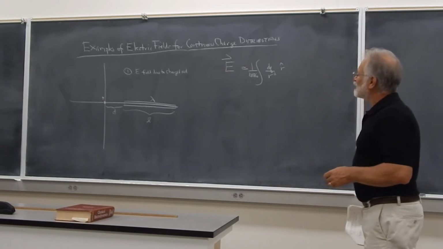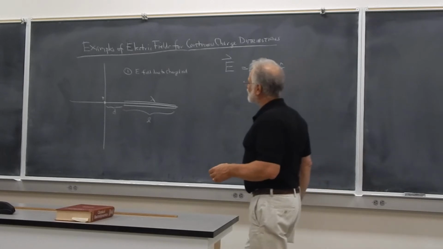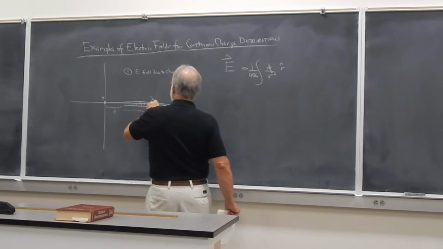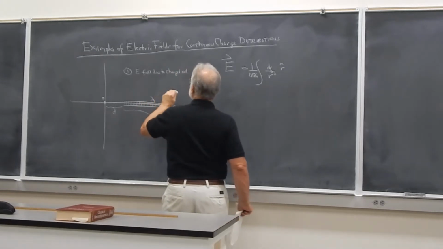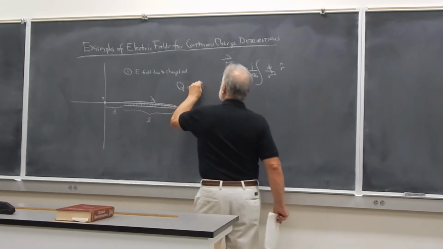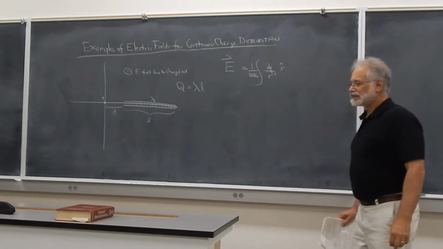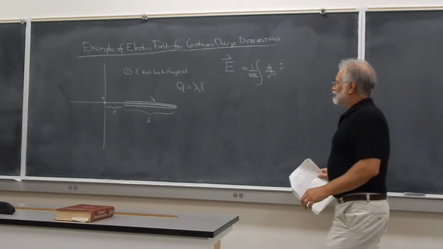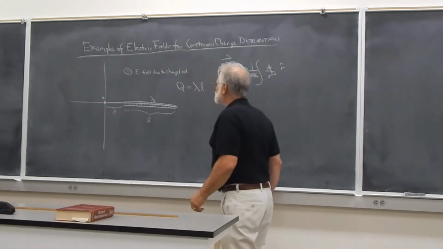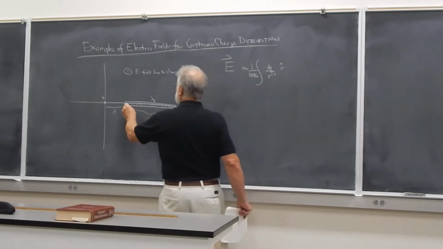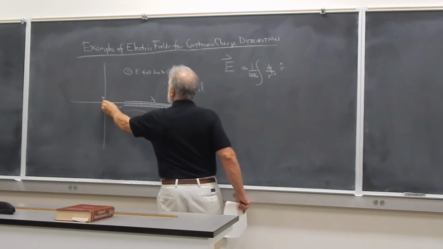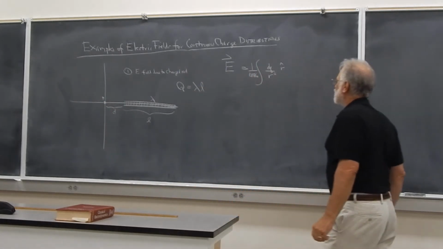So the first example is, let's calculate the electric field due to a uniformly charged rod. Let's say that the charge on the rod is Q equals lambda, the charge per unit length, times the length of the rod. To find the electric field at point P, or at the origin, I'm going to integrate over the length of this rod with respect to point P.